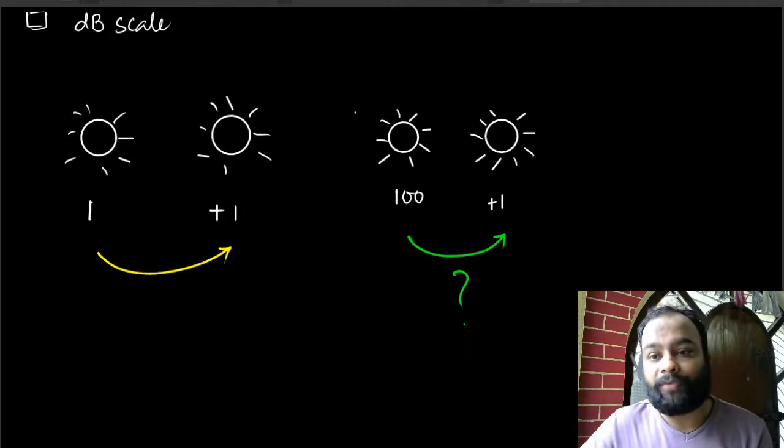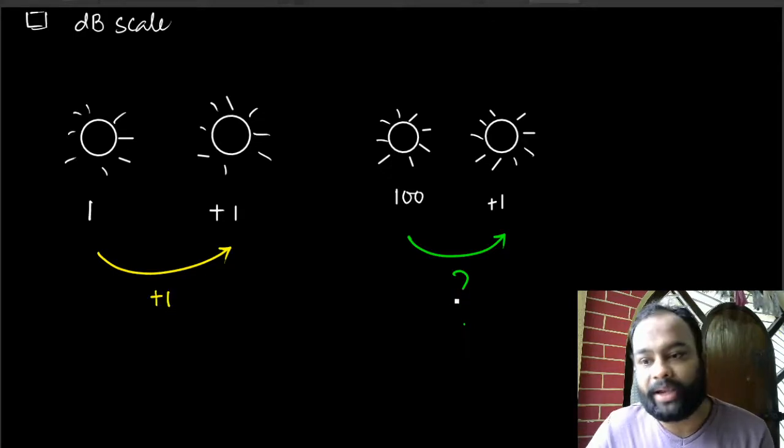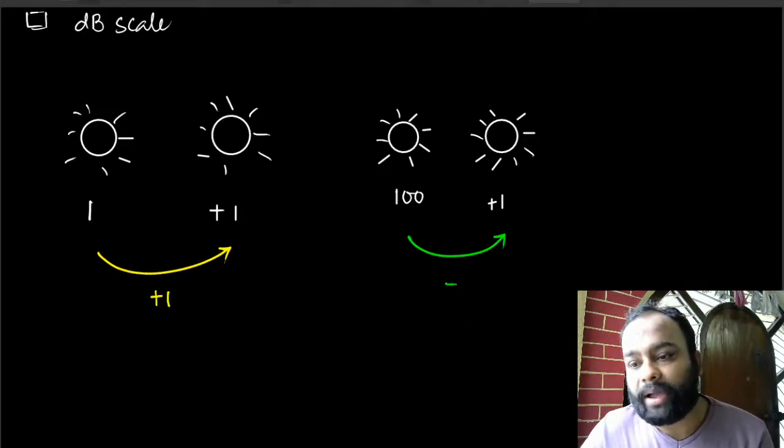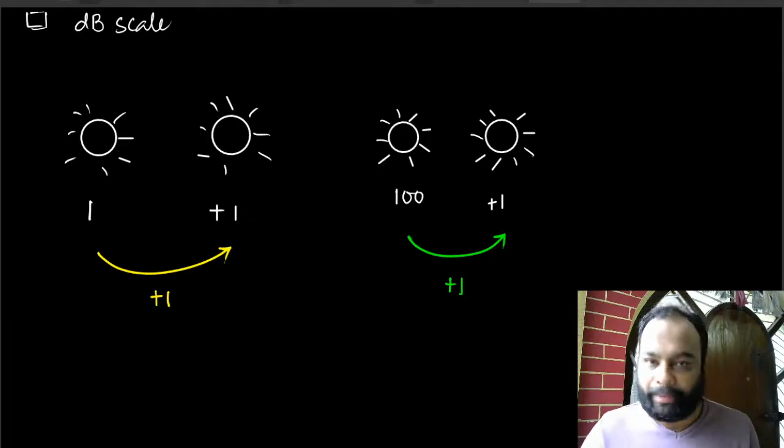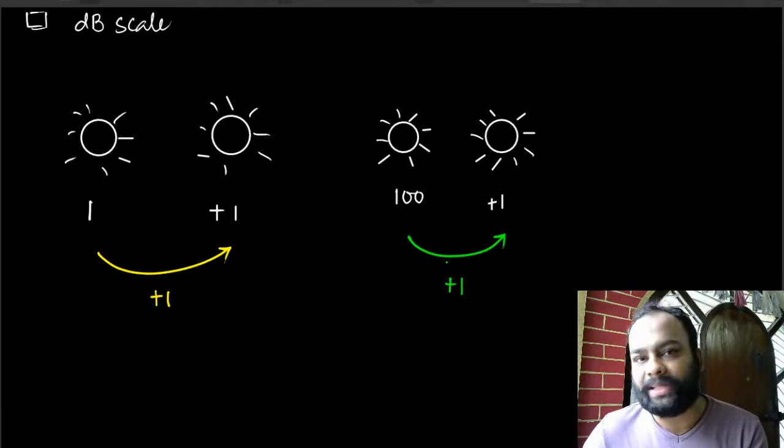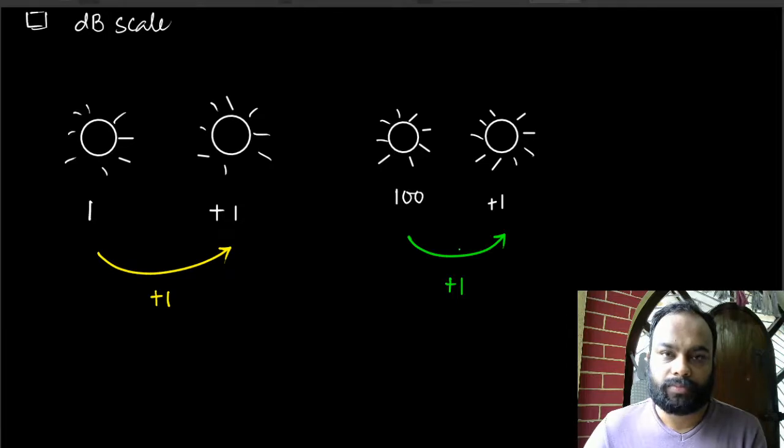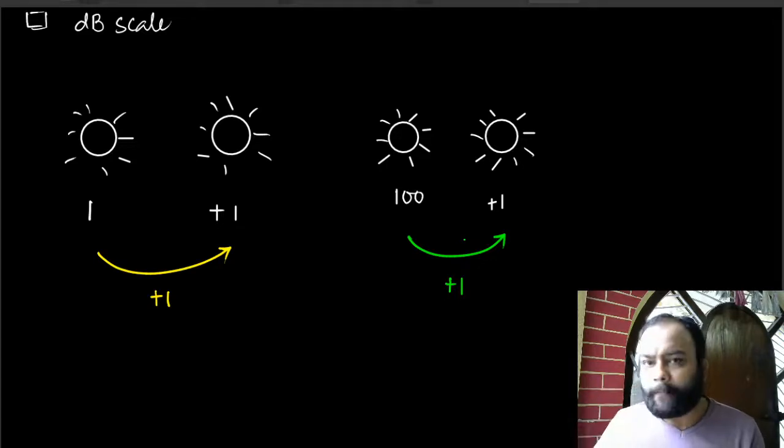Even though the amount of light is increasing by 1 here, and it is also increasing by 1 here, so as far as the mathematics goes, the increment is identical in both places. But you won't have any significant feeling about the change. As a human being, we won't have any significant feeling about the change. Is that understood? This is true, right?